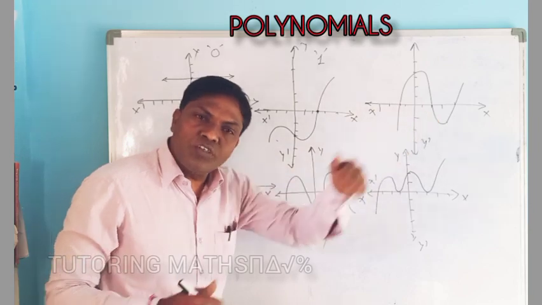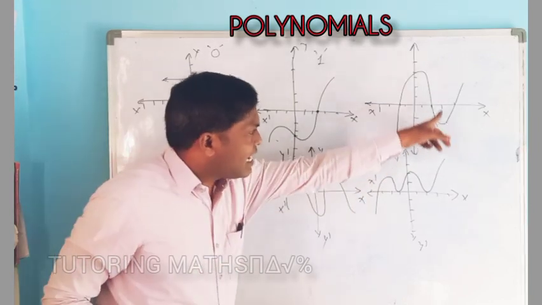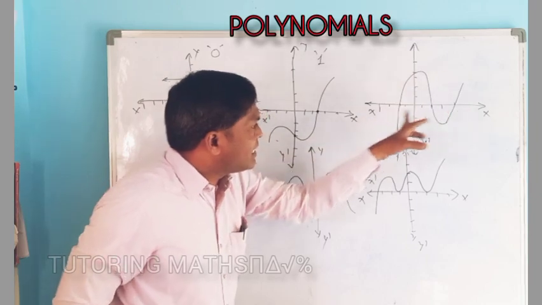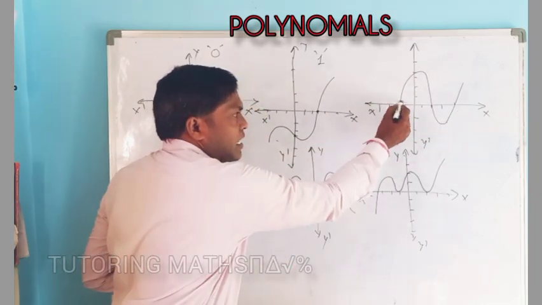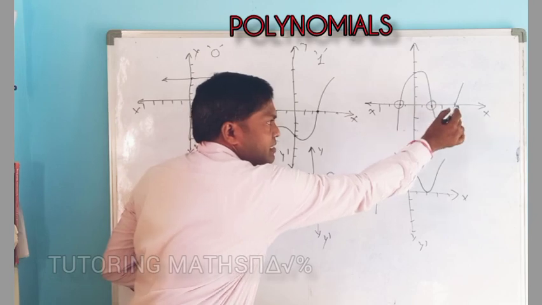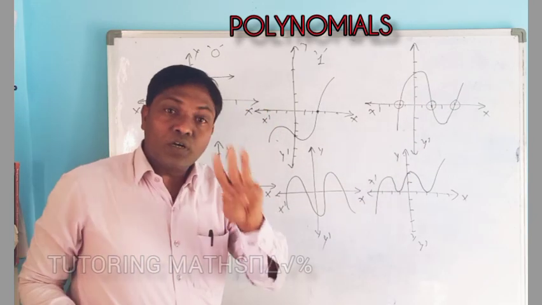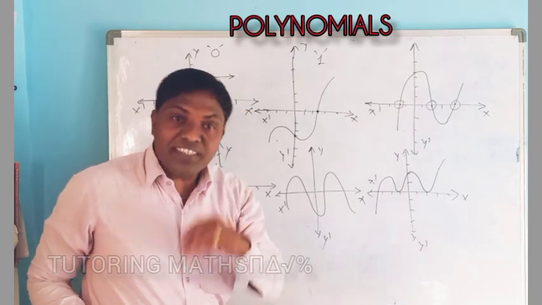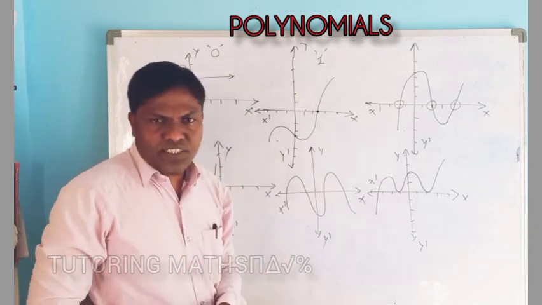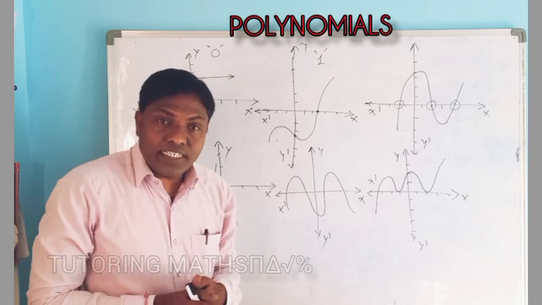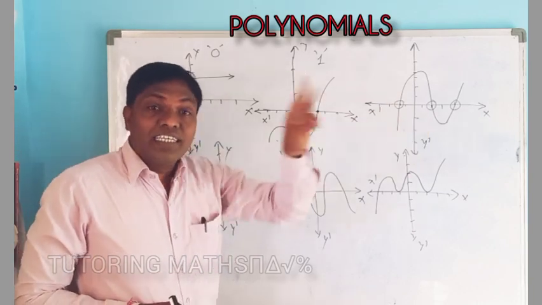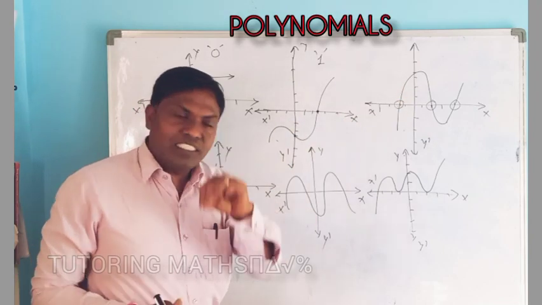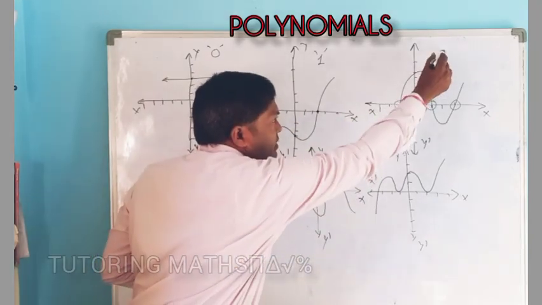And coming to the third one, observe the graph very carefully. This graph is intersecting the x-axis at this place, this and this. Totally, the graph is intersecting the x-axis at 3 places. 3 times it is intersecting. Therefore, you can say that the graph has 3 zeros. How many zeros does this graph have? 3 zeros, and the answer is 3.